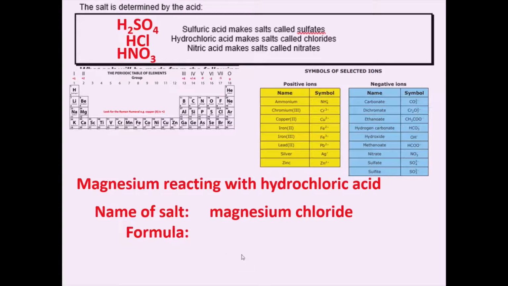How do we get the formula? Well, magnesium, Mg, it's group 2. And you remember I've put in red there that little trend in terms of your numbers. So magnesium, every time we use magnesium, plus 2. Chlorine is here, Cl minus 1. So we'll need 2 chlorides for every magnesium to balance up the pluses and minuses. And that gives us MgCl2. So the name, magnesium chloride, the formula, MgCl2.